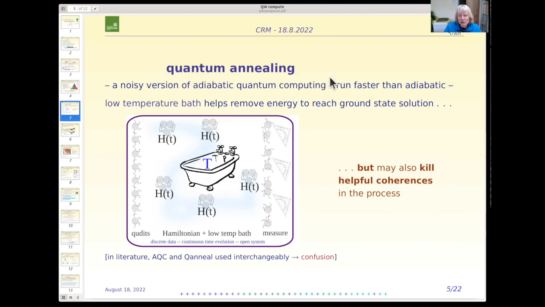It's like doing adiabatic quantum computing, but running it much faster, with a low temperature bath to help remove the energy to reach the ground state. However, all this interaction with the environment may kill the helpful coherences, which are the part of the quantumness that does the computation efficiently. And just note that if you're reading the literature, these terms are often used interchangeably. It'll be called quantum annealing when they're studying adiabatic quantum computing, and vice versa. So it can be confusing. You check what they're actually doing.